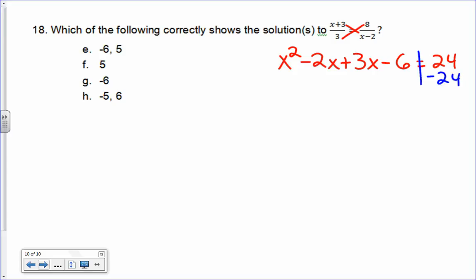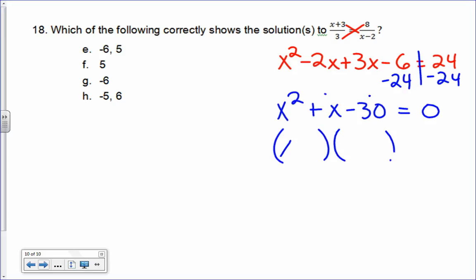Subtract 24 on both sides. Write it under the negative 6. They will combine. So you'll have x squared plus x minus 30 equals 0. And so to solve this equation, you have to factor the x squared plus x minus 30. So I need factors of negative 30 that will make 1. Those factors are positive 6 and negative 5.